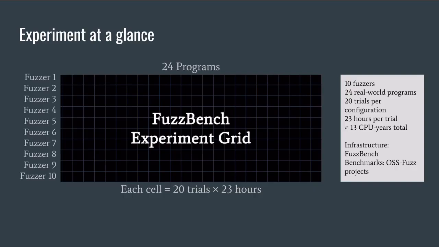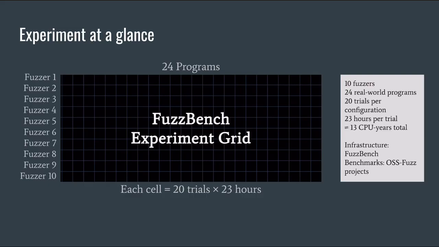So the next question is, what did they measure and how did they run the experiments to test it? This study is designed as a large-scale fuzzing experiment using the FuzzBench evaluation platform. At a high level, they evaluate 10 different fuzzers across 24 real-world C programs. These programs come from OSS-Fuzz, which is Google's large-scale continuous fuzzing infrastructure for open source software. The programs include widely used software libraries and tools that have already been used as benchmarks in fuzzing research.